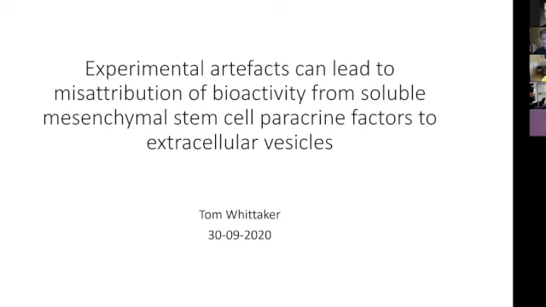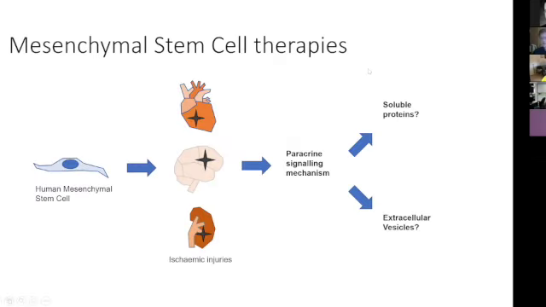I haven't put a slide in saying what EVs are because I think we all know, but I will just briefly recap the background with MSCs. So mesenchymal stem cells are a pluripotent adult stem cell that you can get from more or less any vascular tissue. They're probably derived from pericytes, which are cells that surround and support the vasculature.